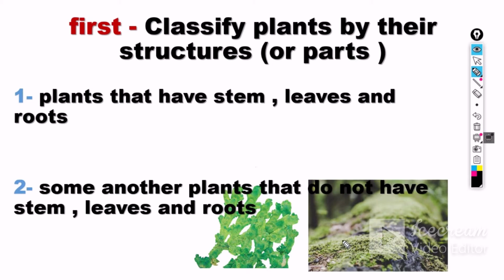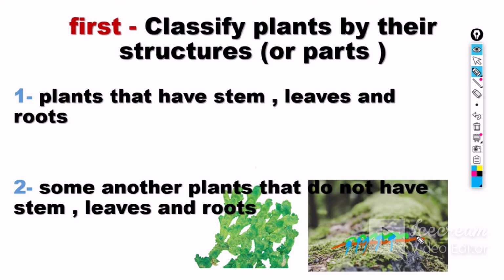This mosses plant, for example, grows close to the ground, close to the soil. It's not going to be tall, it will be very small, because it absorbs the water directly from the soil. It doesn't need tubes to absorb a lot of water up.